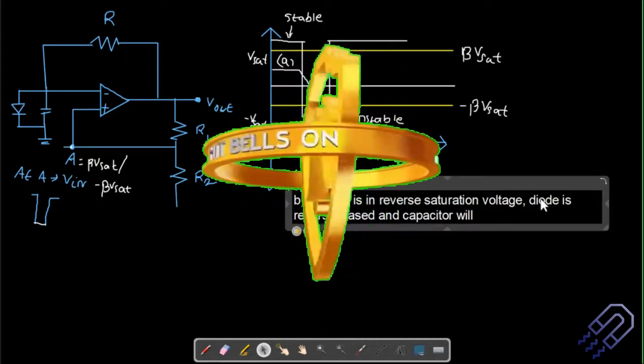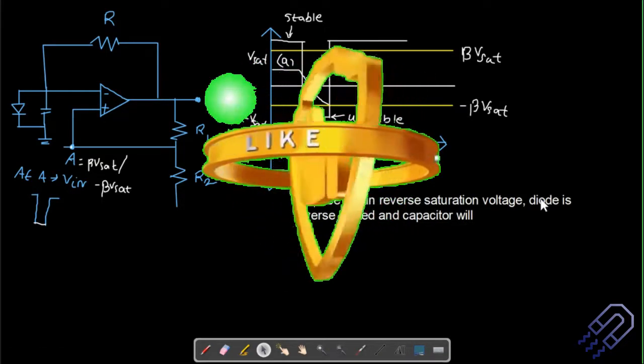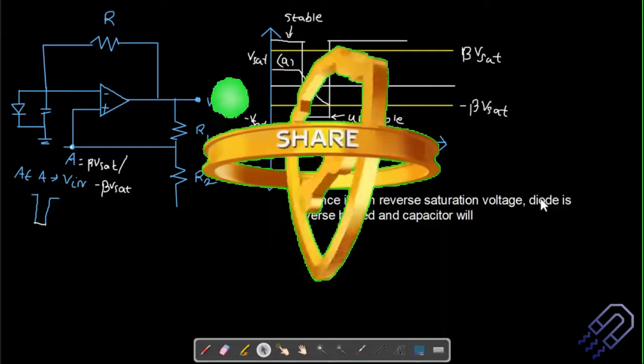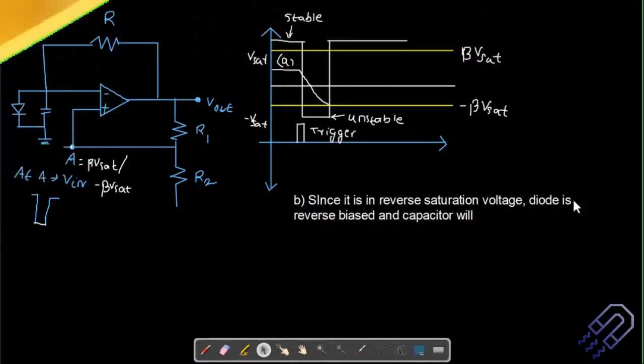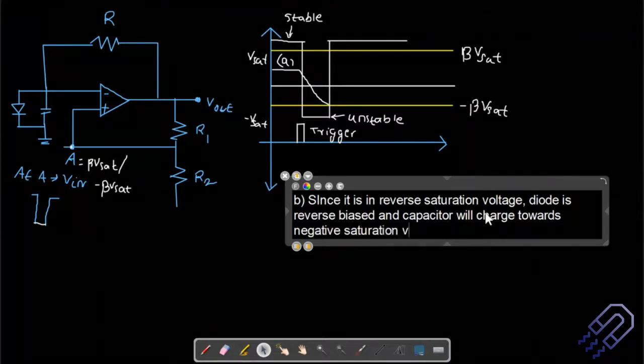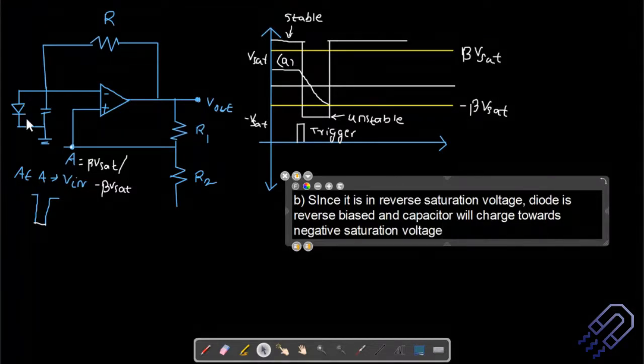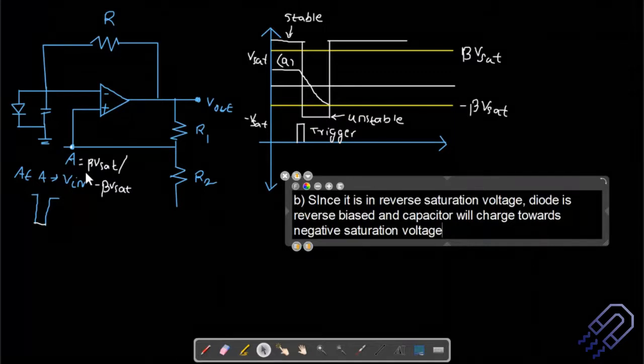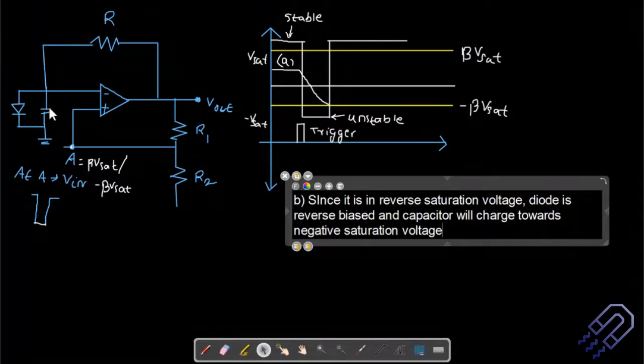And the capacitor will charge towards the negative saturation voltage. Since the diode is reverse biased across this, the capacitor starts charging towards minus beta V sat. You know a capacitor does not have a polarity of plus or minus, but it will charge either in the negative cycle or the positive cycle. So it will charge towards the negative saturation voltage, and this is basically nothing but B.